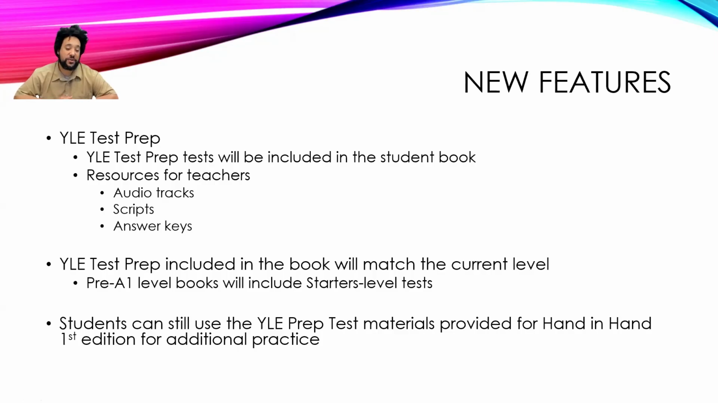So those new features, first and foremost, is that within the student book, we have Wiley test prep. So right now there are prep tests that you can use and download for the first edition of Hand in Hand. You can still use those. These tests are different from that. So you have additional practice tests to help with that. And all of the test prep materials that are included in the book will match the level. So if you're using the pre-A1 level Hand in Hand books, you will get the starter Wiley test.